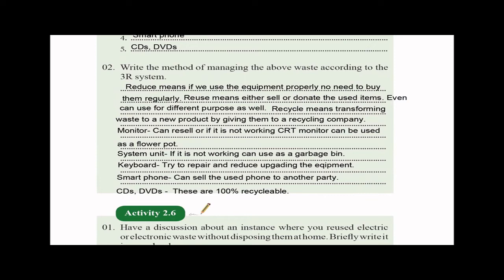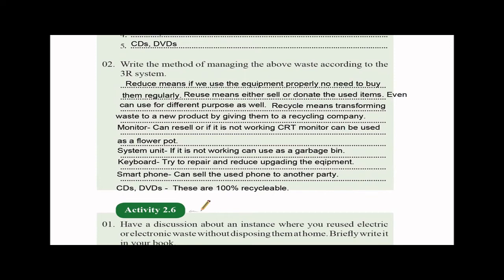Reduce, reuse, recycle. Reduce means you try to do repairs rather than just going for a new device. Because if you change the equipment regularly, upgrading, it will create a lot of electronic waste. So try to reduce the buying. You can repair it, right? And use it. For example, I have given an example: if the keyboard is not working, you can try to repair that. Okay, so that's kind of a reduce.